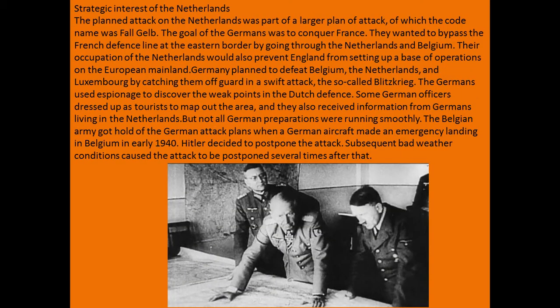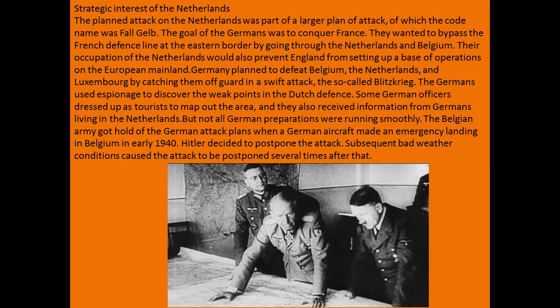Strategic interest of the Netherlands. The planned attack on the Netherlands was part of a larger plan of attack, of which the code name was Fall Gelb, or Case Yellow. The goal of the Germans was to conquer France overall. They wanted to bypass the French defense line at the eastern border by going through the Netherlands and Belgium. And that's the Maginot Line. It went right past the Maginot Line.